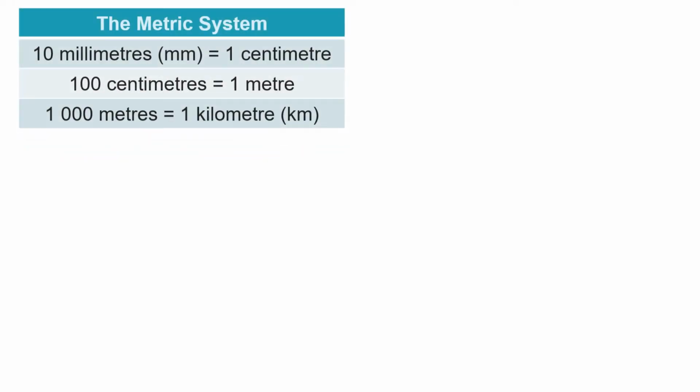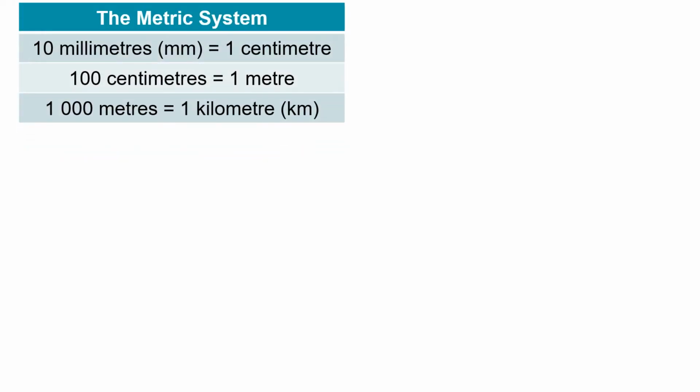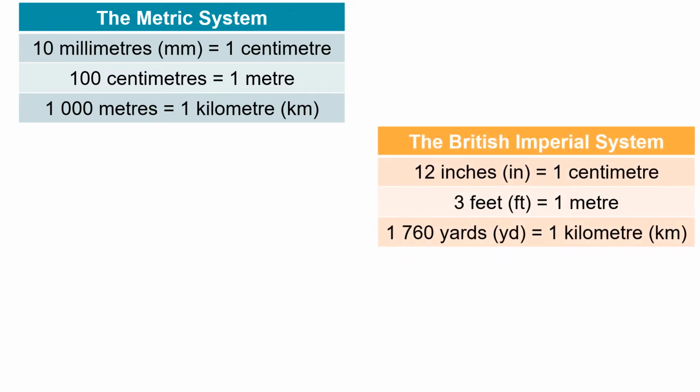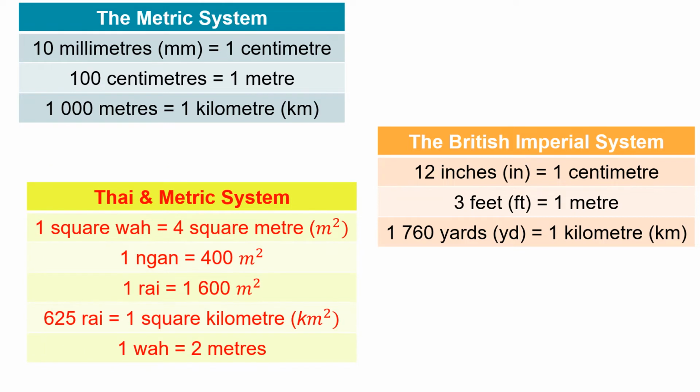Now let us have the different systems of measurement. The first one is the metric system. The second one, the British imperial system. And the third one is the Thai system. For the Thai system, we have square wa, ngan, and rai. For the British imperial system, we have inches, feet, yards. For the metric, we have millimeters, centimeters, and meters. So take note of the equivalence of those units because later on we shall convert.